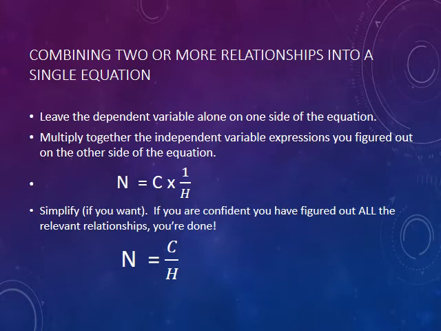You'll notice this equation no longer has that little asterisk next to it because you've decided you're confident that you know all the relevant relationships, which means we can now officially call this an equation. N is equal to C over H. And you built it yourself, which means you own it. You understand the way it works. You understand why the C is on the top. You understand why the H is on the bottom.